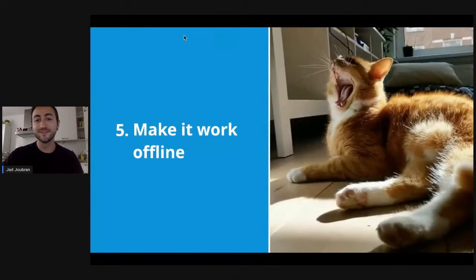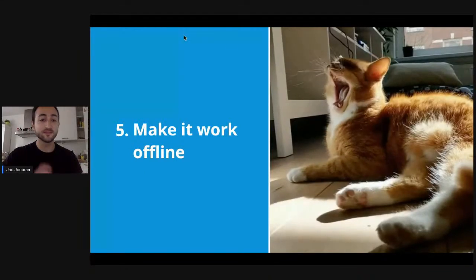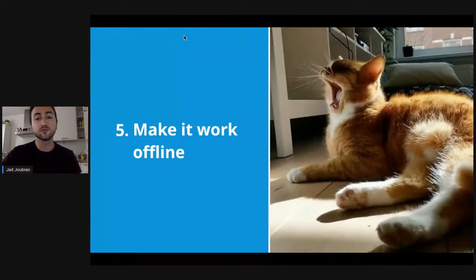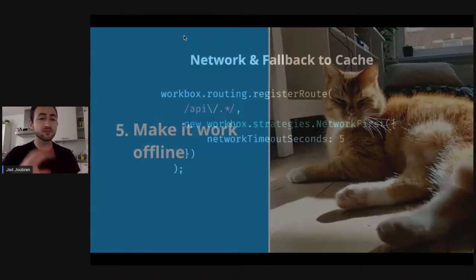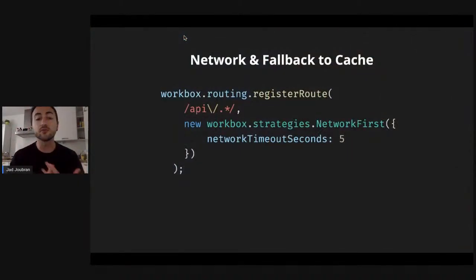Number 5, make it work offline. This is also a recommendation, depends on what you're building. And this talk doesn't really go a lot in depth on how to make it work offline. I just have 2 or 3 tips that I want to give to you. If you're using Workbox and you register a route, so here you're telling Workbox anything that's coming from the API, I want to use the network first strategy, which means I'm going to go to the network and then get the response back. If there's no network connection, I'll get it from the cache.